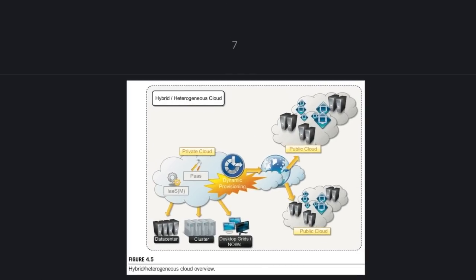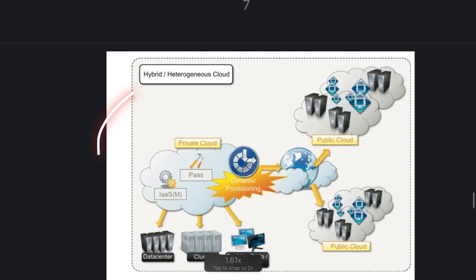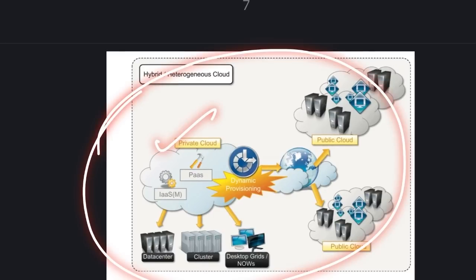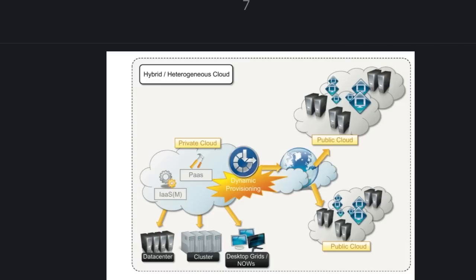Here we have a figure. If you see this figure, it is a combination of private and public cloud. So it is all mixed. That's when we get the hybrid or heterogeneous cloud. Private cloud means the internal infrastructure of the organization, data centers, clusters, all those things are there. Then public cloud has external cloud services like Amazon EC2. Yeah, that is the one example which I remember.